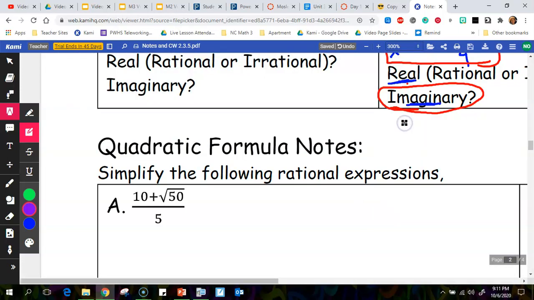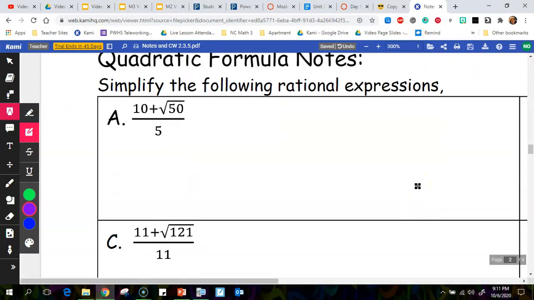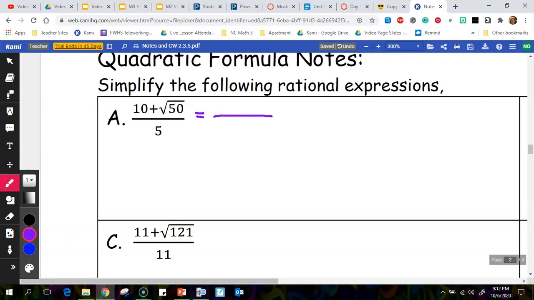Let's go back to 300. Simplify the following rational expressions. All right, so we're used to looking at the radicals and simplifying those, but some of these might have some negatives in them. I haven't looked at all of them very carefully, but let's just look at A, for example. I'm going to keep the 10 and the 5 for right now, okay?